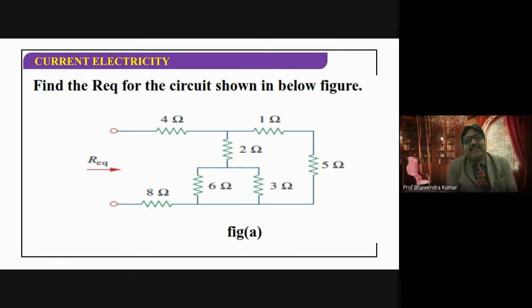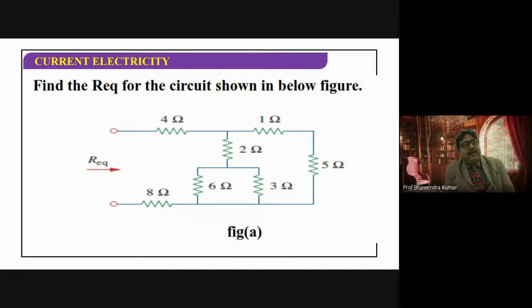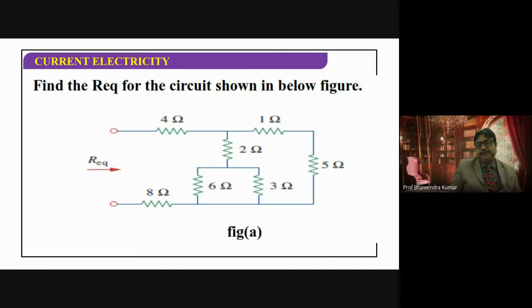Yes, Adi, what answer are you getting? It's the same as Alan. Yes, Ameya. Yes, Harsh? Yes, sir, same. Yes, 14.4 is correct. Very good. Excellent. Well done.